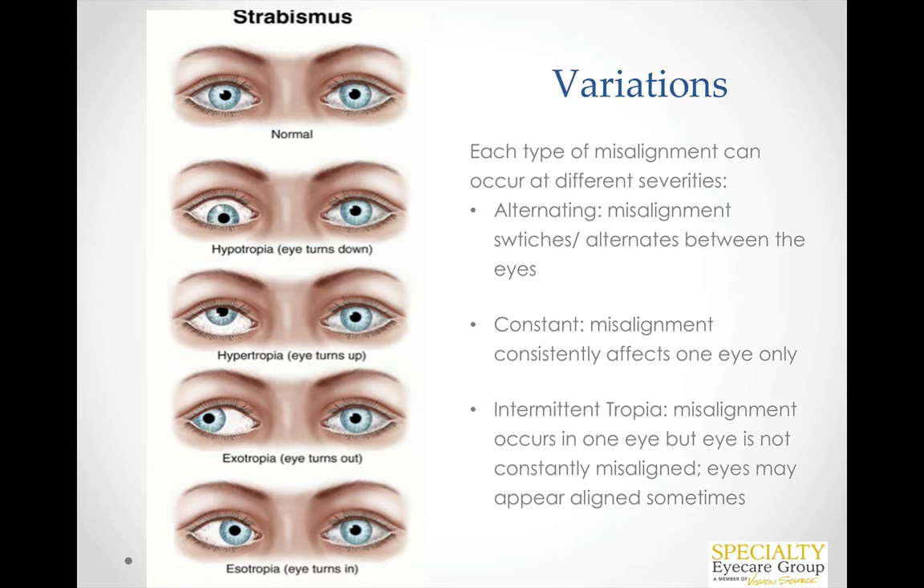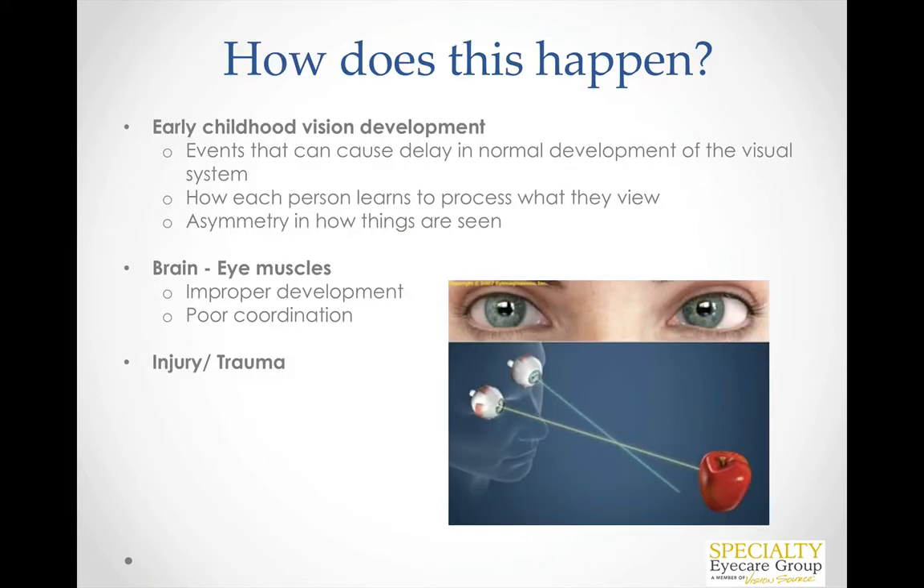There are other terms you may hear in the exam room. Alternating means the patient looks with one eye, then the other. They can switch back and forth. Constant means the eye is misaligned all the time. And intermittent means it's only happening sometimes, and that can be really frequent to not very frequent. We do see all of these in our clinic, and we can treat all of these.